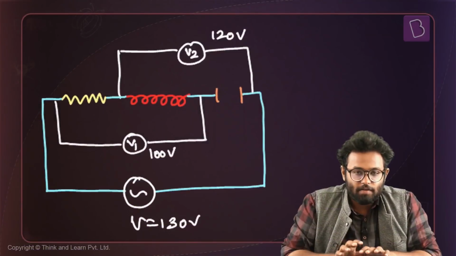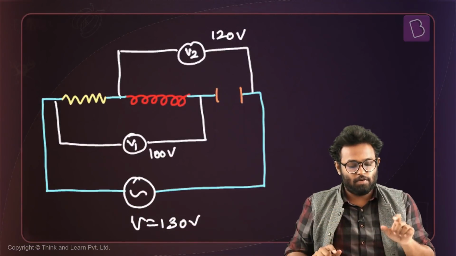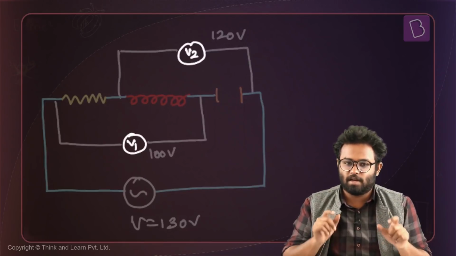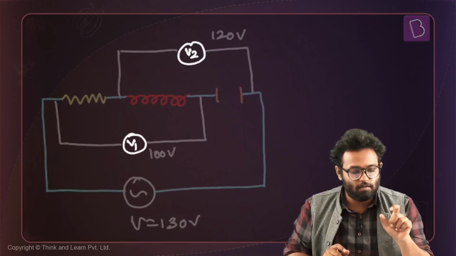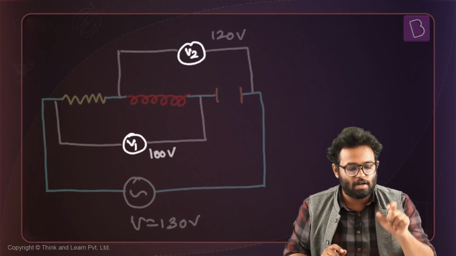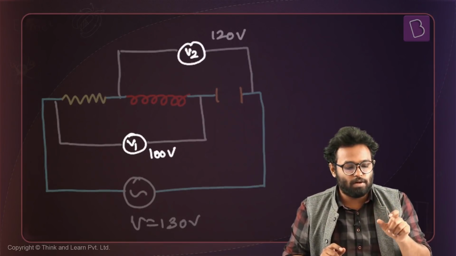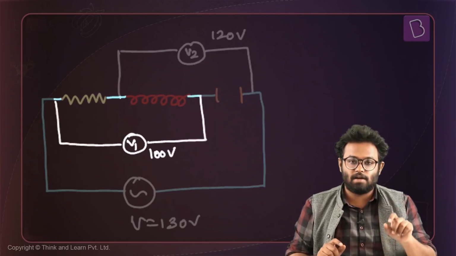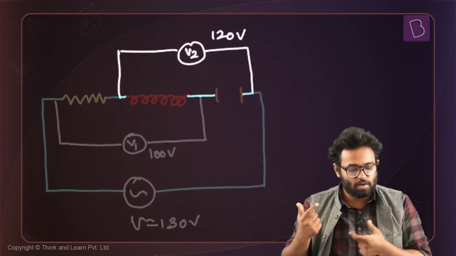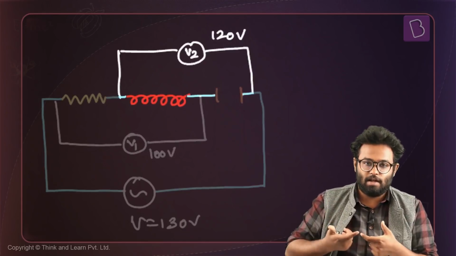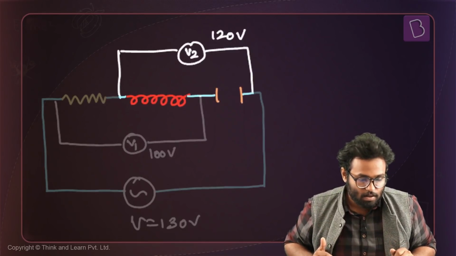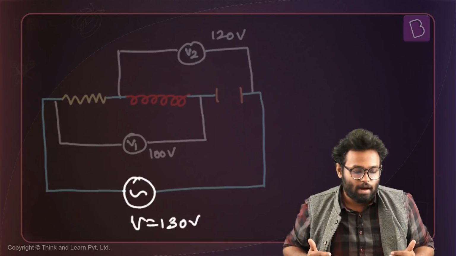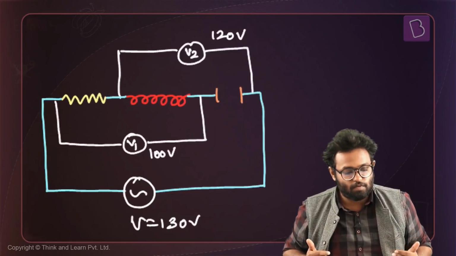In this problem, we are given a series RLC circuit with some voltmeters connected to it. Voltmeter V1 reads 100 volts and voltmeter V2 reads 120 volts. V1 is connected between the resistance and the inductor, and V2 is connected between the inductor and the capacitor. The source voltage is given as 130 volts, and we have to mark out the correct statements for this situation.